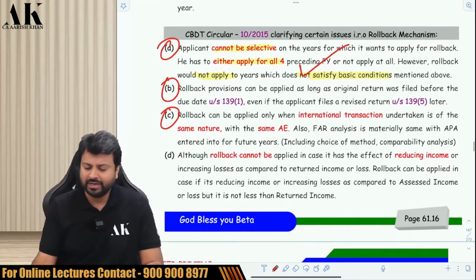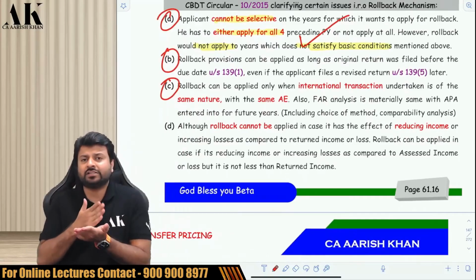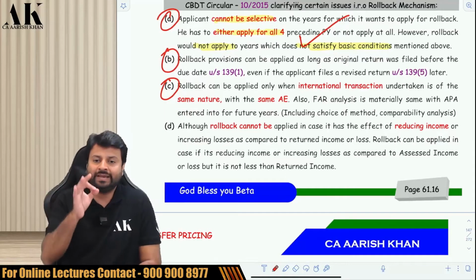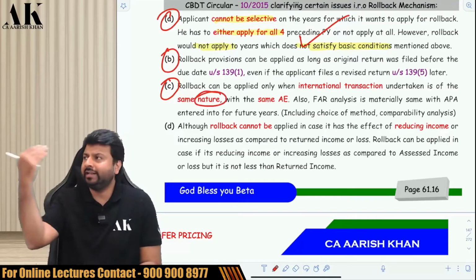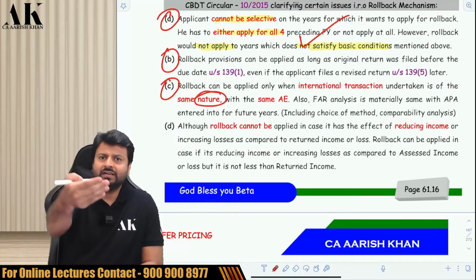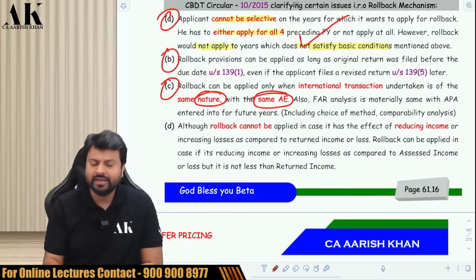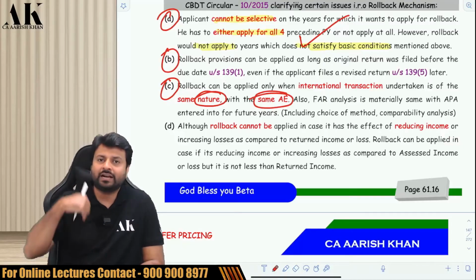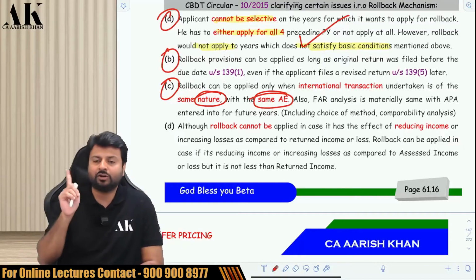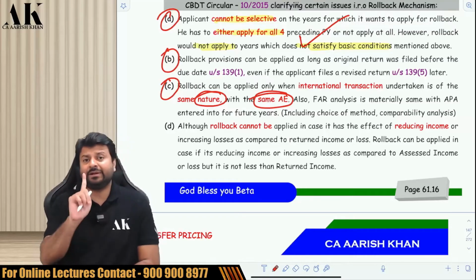Okay. Third point. One of the conditions of rollback on the previous page was that the international transaction of the future year and the past year has to be the same. What do I mean by same? Same means same nature: royalty, FTS, transfer of asset. The nature of the transaction has to be the same. Further, it has to be with the same AE, the same associate enterprise only. The transaction of the future and the transaction of the past cannot be with different associate enterprises.